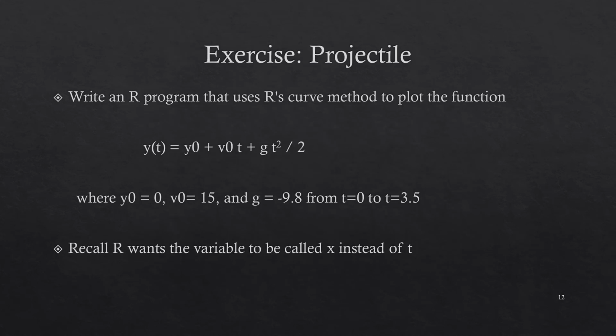Now your turn. Write an R program that shows the parabola that a projectile will follow. So the function we're going to plot is y as a function of t is y0 plus v0 times t plus g t squared divided by 2. So y0 is a parameter, we'll choose a value of 0. v0 is a parameter, we'll choose a value of 15. g is a parameter, we'll choose a value of minus 9.8, and let's plot it from a domain starting at t equals 0 to t equals 3.5.